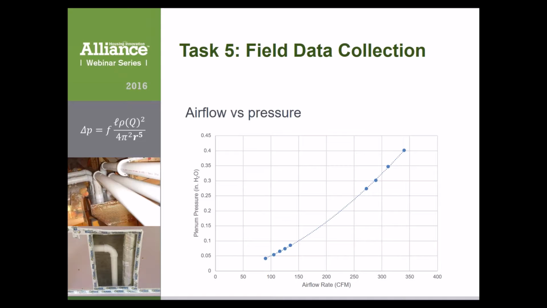We expect this system to operate somewhere in the range of 200 to 300 CFM. In that range, we're talking 0.2 to a little bit over 0.3 inches of water, which is very reasonable for existing blower motors that are on the market today.